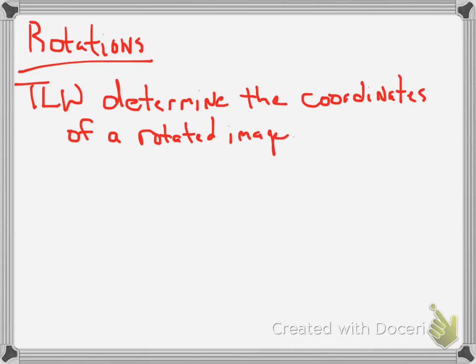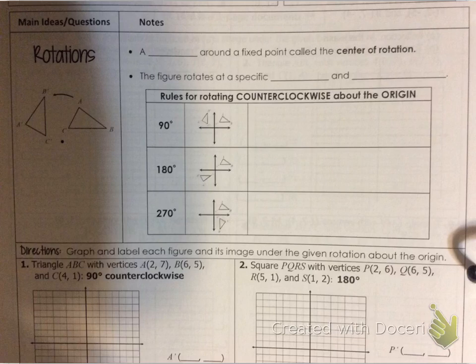Okay, so anyways, what is a rotation? A rotation is a turn. Anyways, a turn around a fixed point called a center of rotation. So obviously there has to be a center of rotation. So the figure rotates at a specific angle and direction. Now, to make this simple, we are just going to do 90 degrees counterclockwise about the origin.